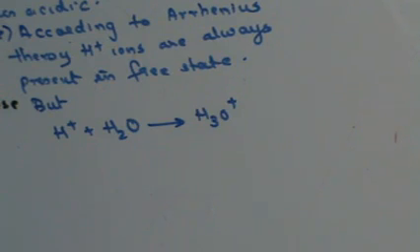Now when hydrogen ions are not present at all, his whole theory is based on the concept that you are going to get free hydrogen ions. When there are no free hydrogen ions, how can I accept his theory? So these were the limitations of the theory, right? Next, let's move on to the next theory.